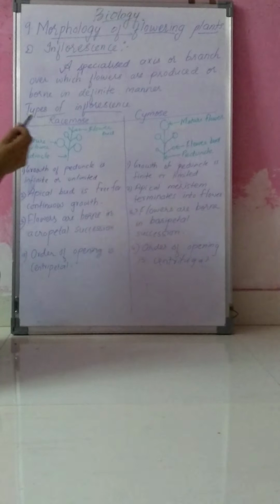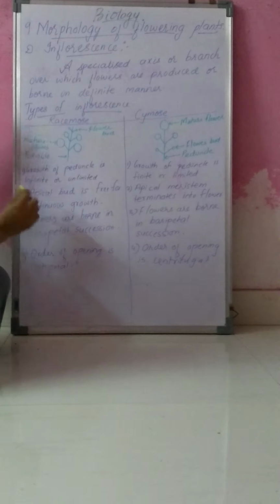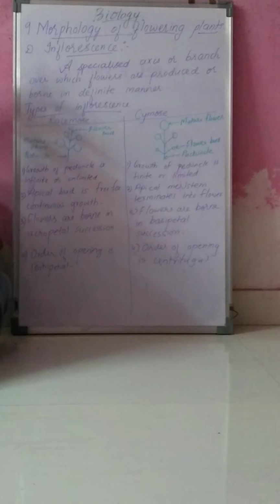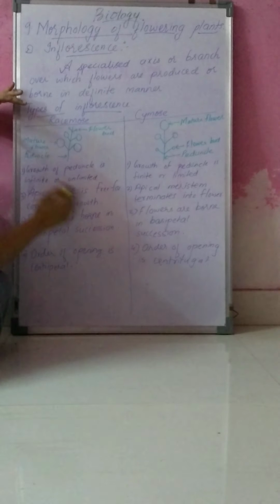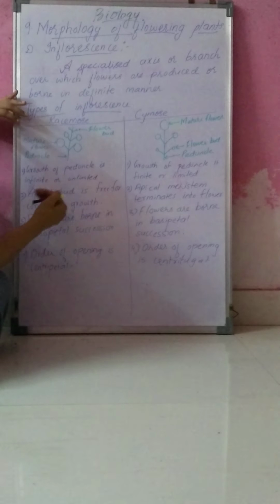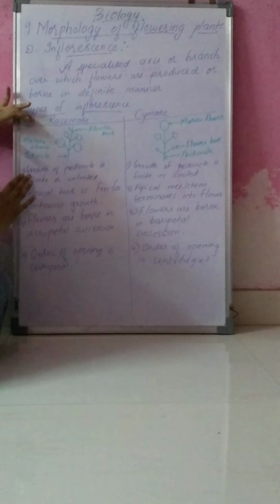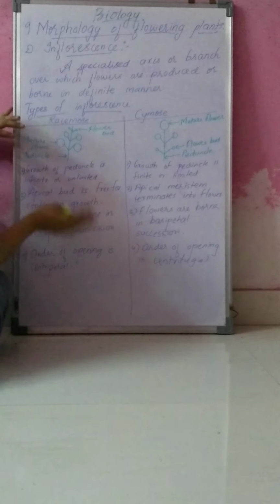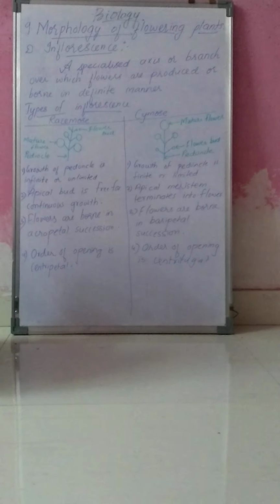Okay. Now types of inflorescence. Inflorescence are of two types. One is racemose inflorescence and the other one is cymose inflorescence. Now you can see I have explained this in the form of distinguishing between racemose and cymose inflorescence. So first I will explain racemose inflorescence, then cymose, and later on we will see the differentiation between them. Okay. So first is racemose inflorescence.